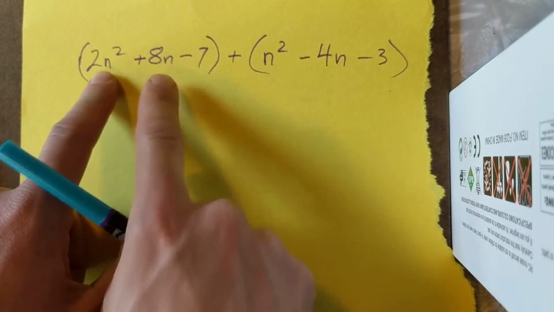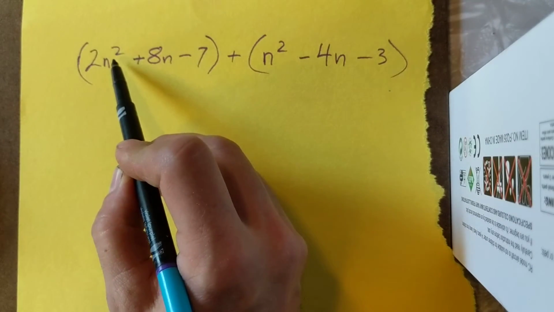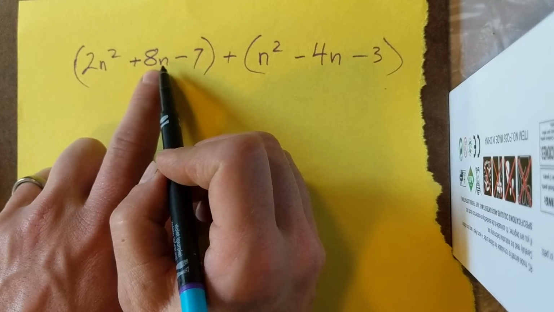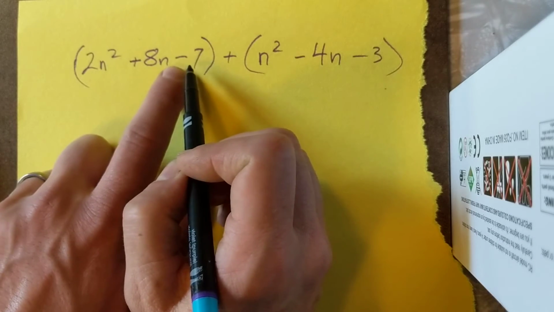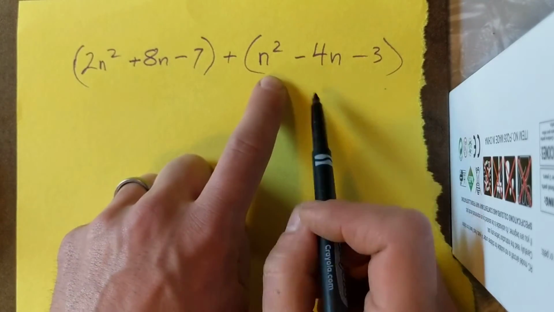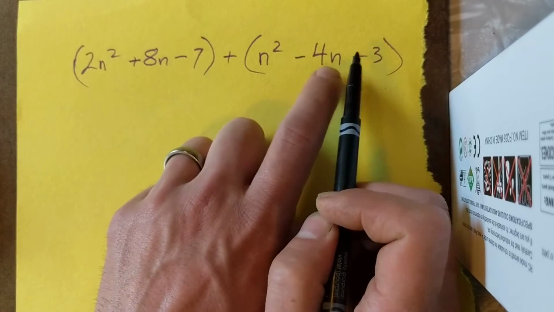If n is 10, then this is 10 squared, that's 100, times 2, 200, plus 80, 280 minus 7, 273. Plus, what is this? This is going to be 10 squared, 100, minus 40, 60, minus 3.